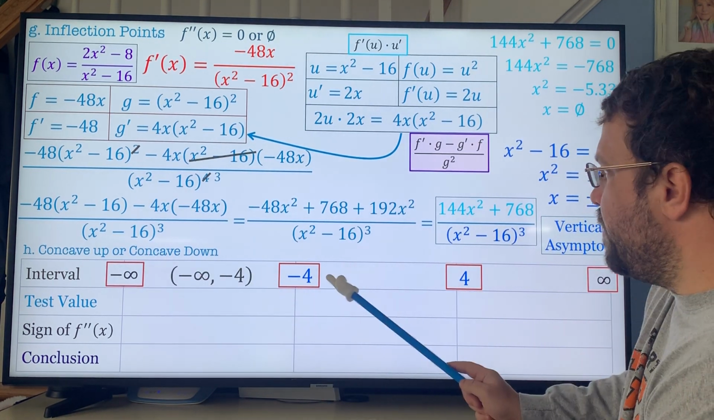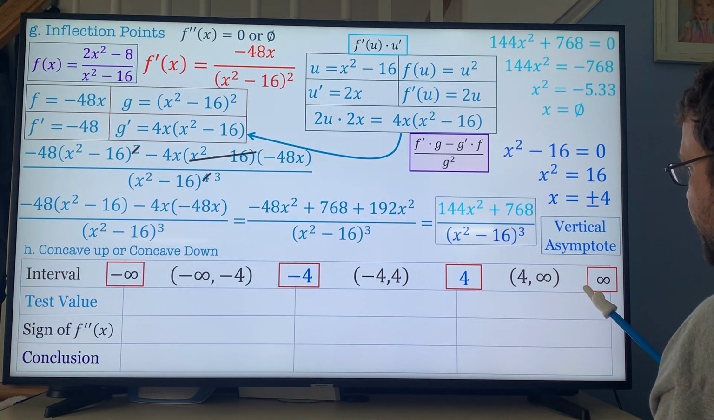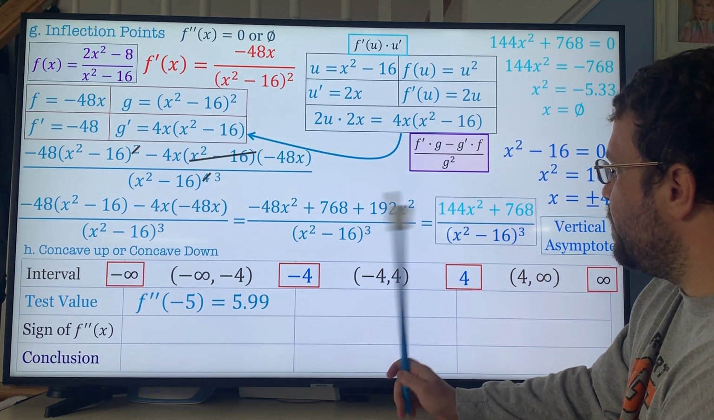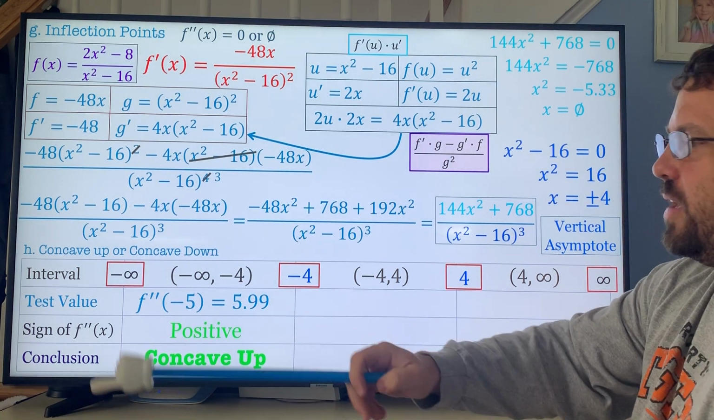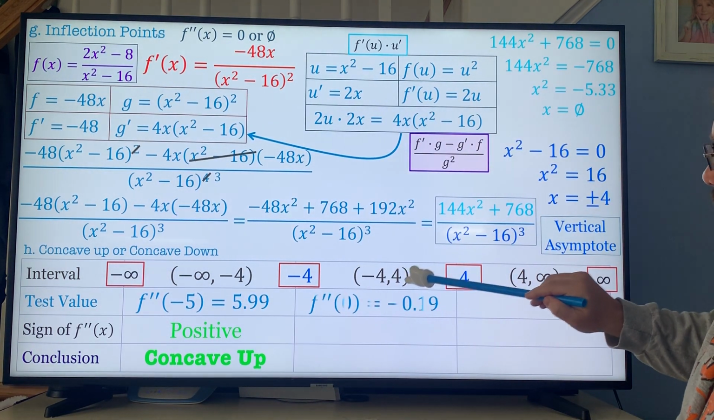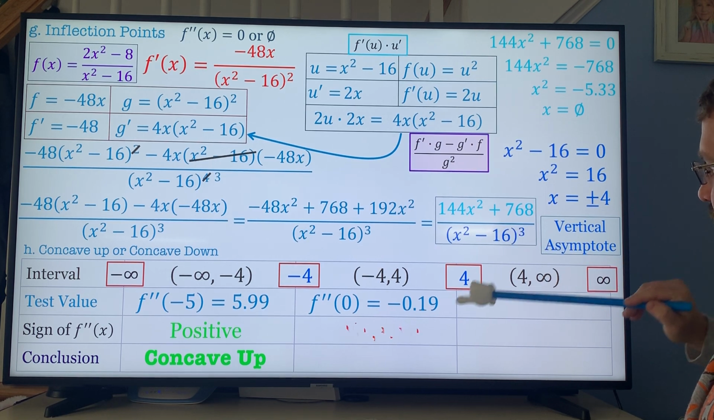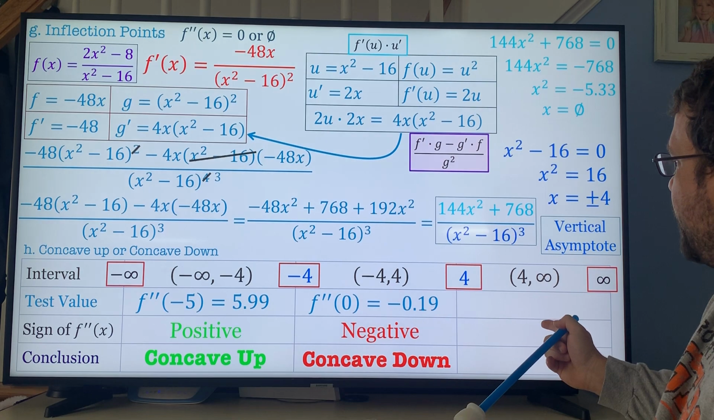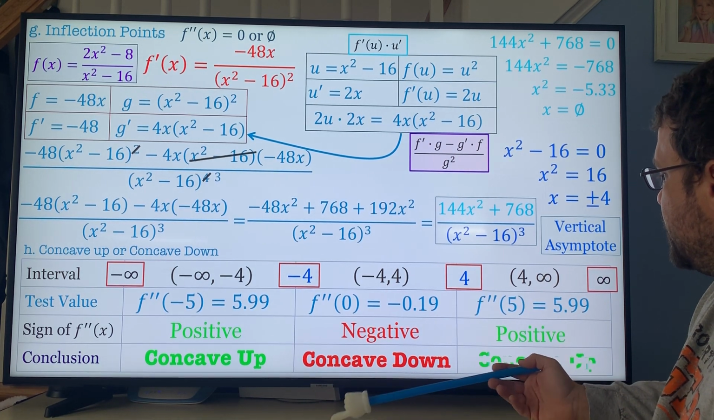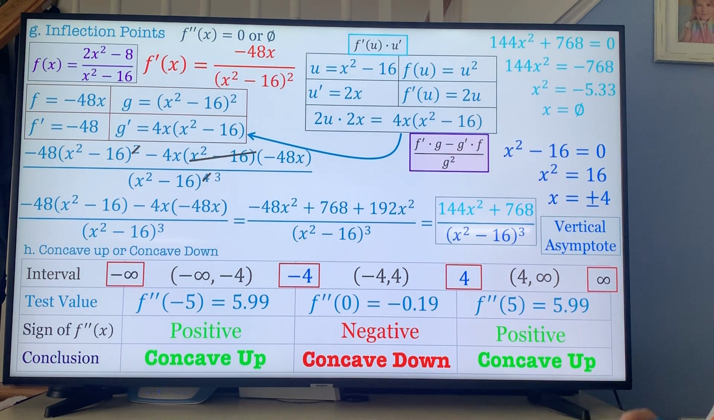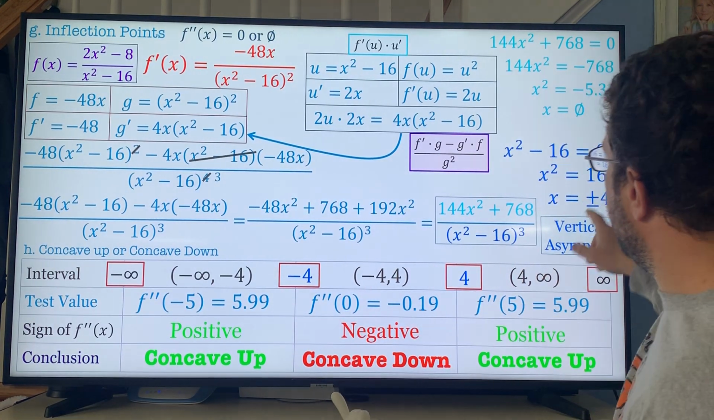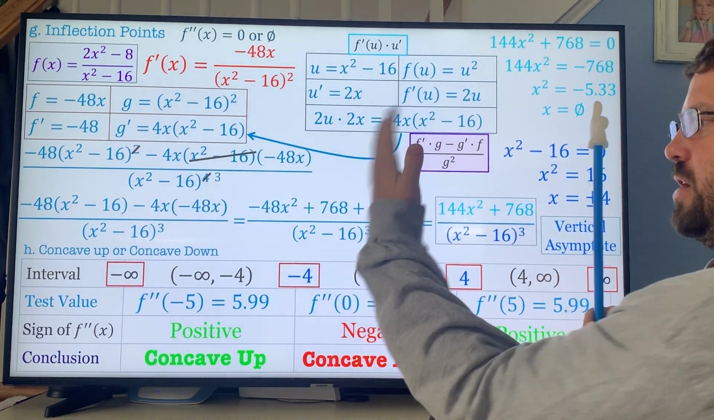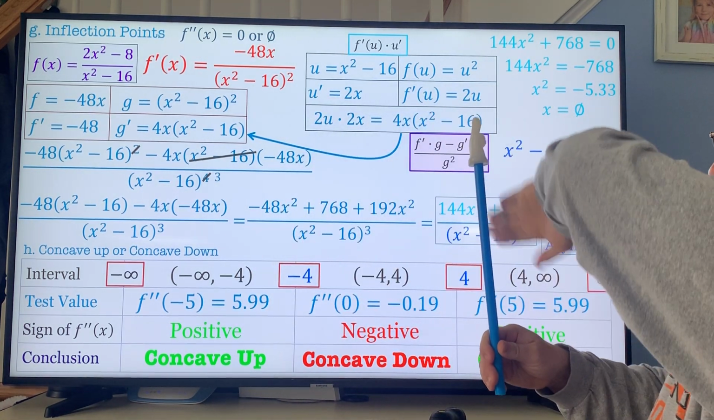Negative infinity to negative 4, negative 4 to 4, and 4 to infinity. Take negative 5, plug it into this equation right here. You get a positive number, means it is going to be concave up. Plug in 0: 768 over negative 16 cubed is a negative number, concave down. And pick a number like 5, should be a positive number, it is indeed, and that's concave up. All right, so where's that? Negative 4 is here. We're going to have a concave up between negative infinity and negative 4, between negative 4 and 4, concave down, and then afterwards, concave up.